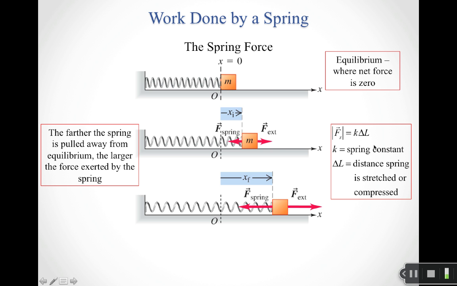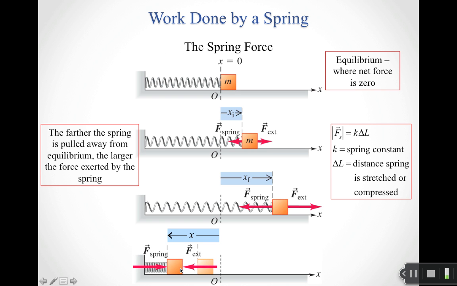But I can take k and multiply it by delta L, where delta L is just this distance that the spring is stretched or compressed. And since this is a magnitude of a force, I know it has to be positive. k here is always positive, and delta L we've set up to be a positive distance. So it doesn't matter whether I stretch the spring to the right or compress the spring to the left. In either case, I'm going to use delta L as a positive distance.